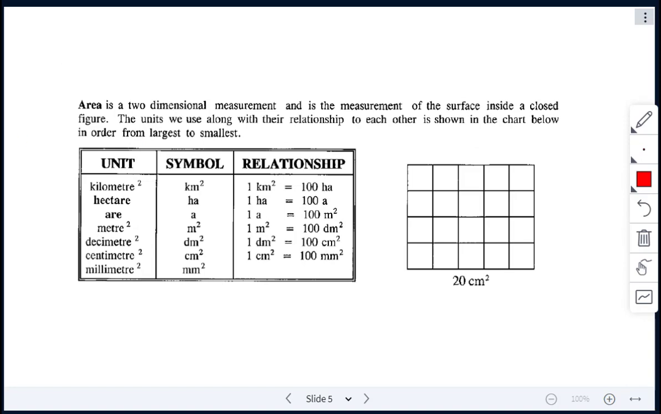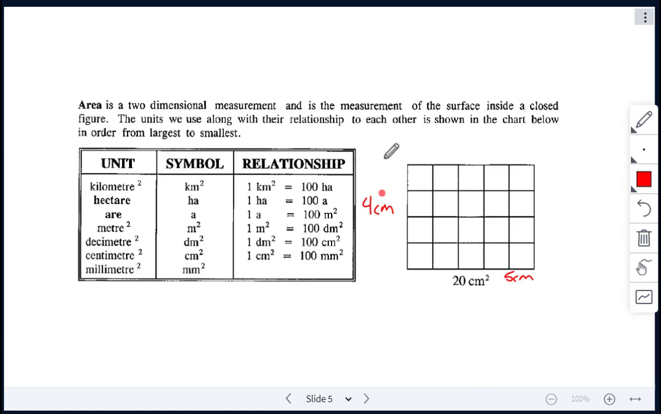Next, we're looking at area. Area is a two-dimensional measurement. It's looking at the surface inside a closed figure. So for example, here, the area is 20 centimeters squared. This side is 4 centimeters, and then this side is 5 centimeters. And then 4 times 5 gives me that 20 centimeters squared.